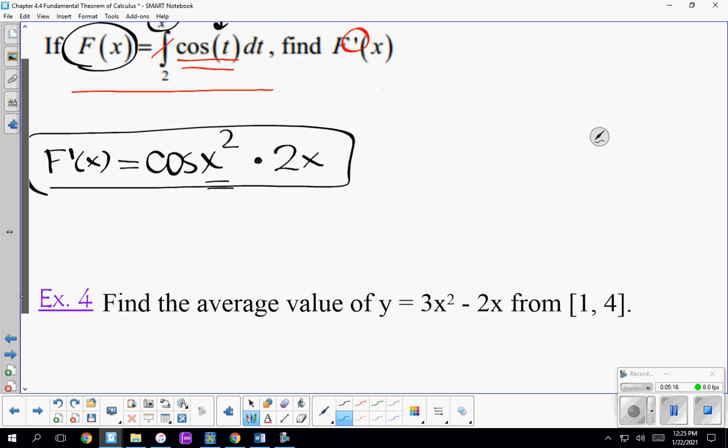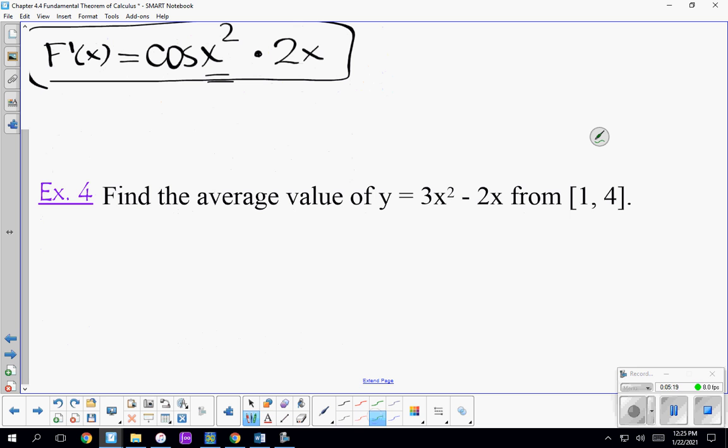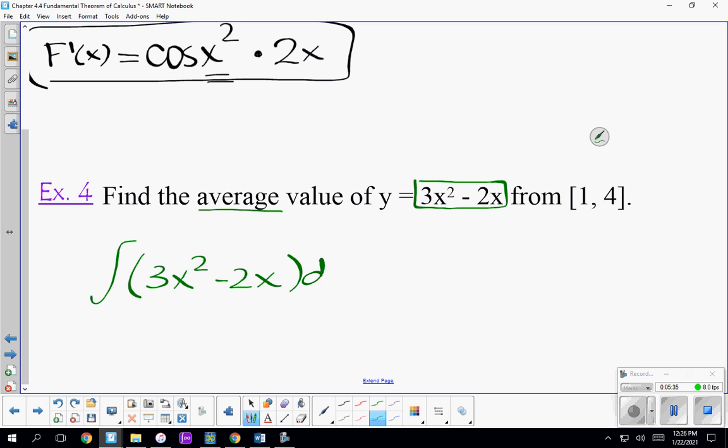The last example we're going to talk about is the average value. Again, when we see this, hopefully we think of adding all the values and dividing by the number we have. So I need to add all of these y values together. The way we do that is to integrate. So I'm going to add up 3x squared minus 2x from 1 to 4, and that adds them all together. Now I need to divide by the number I have. We can't really divide by an infinite amount of numbers, so what we do here is we divide by the space between 4 and 1. The space between is 3, so I need to divide by 3.